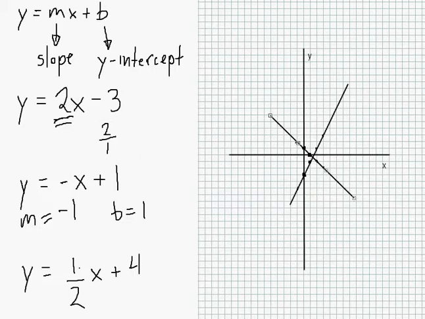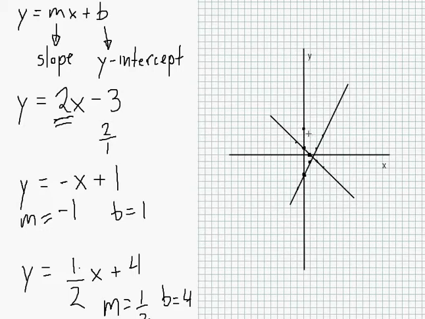Then finally I have y equals half x plus 4. The slope here is half and the y-intercept is 4, because m is equal to half, and b is equal to 4. So our y-intercept is 4: 1, 2, 3, 4. We can start the graph here.